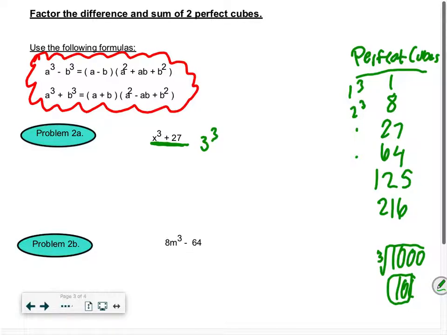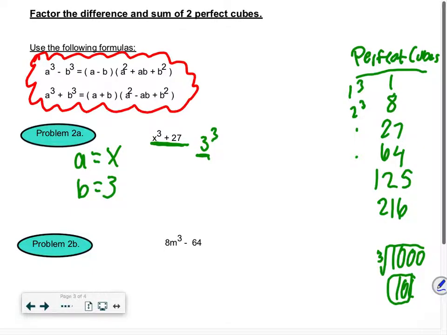What I always do is write down my A and my B. A is our first term that's cubed. In this case, it's just x. For B, never write down 27. B is the number that is cubed. So what should I write for B? 3, because that's the number that's cubed to get 27.